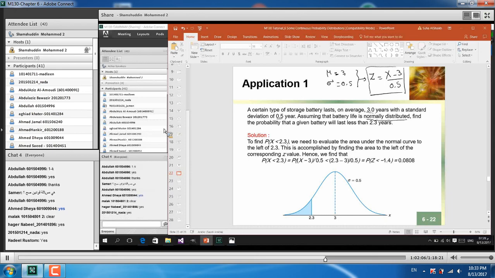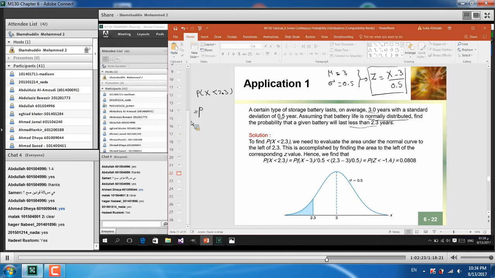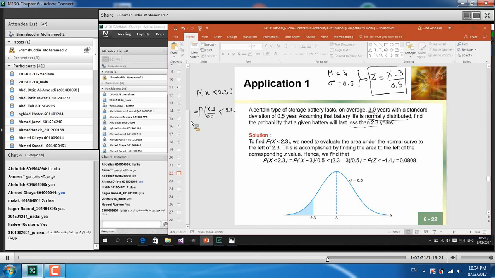Okay, good. Find me the probability that a given battery will last less than 2 years. So I'm talking about the probability of X less than 2.3. It's an X here and a normal. Change it to a standard. So X minus 3 over 0.5 less than 2.3 minus 3 over 0.5.